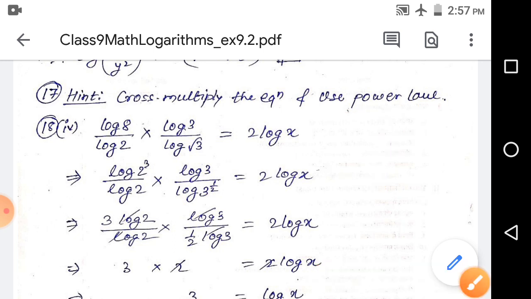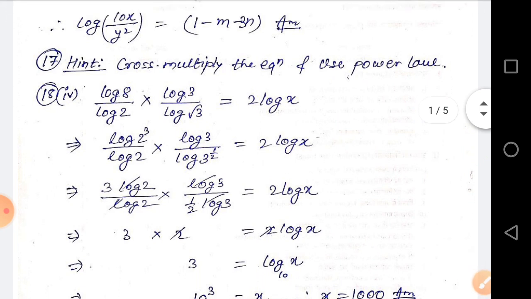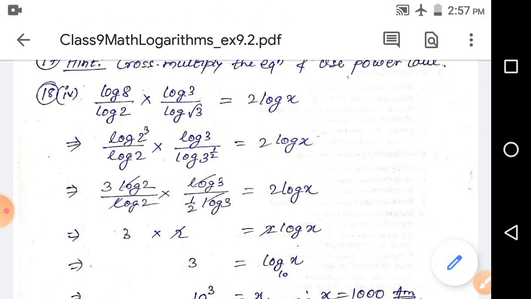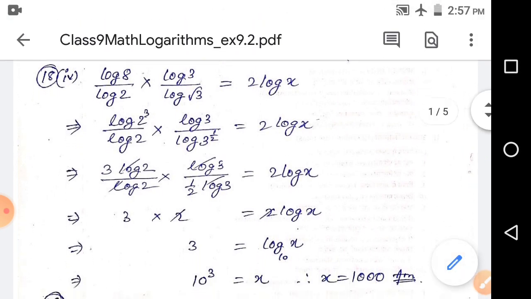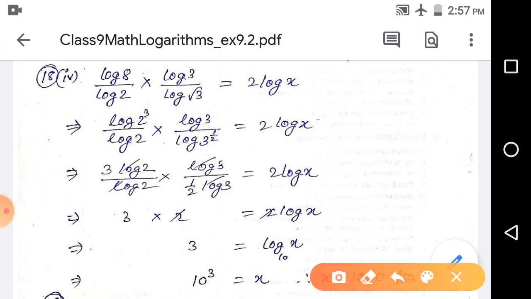Now see, for question number 18 we have total 4 bits. I have solved here only bit 4 of question number 18, because you can easily understand the others if you see the solution of this bit. So the question given is log 8 by log 2.